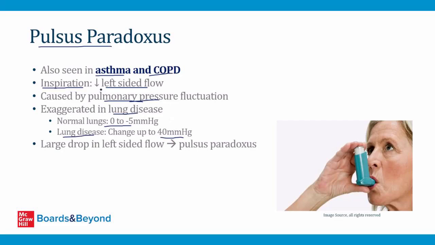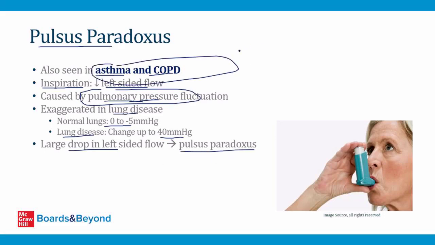And it's this large change in pulmonary pressures that causes a large drop in blood flow to the left side of the heart, and that's what creates the pulsus paradoxus in asthma and COPD.